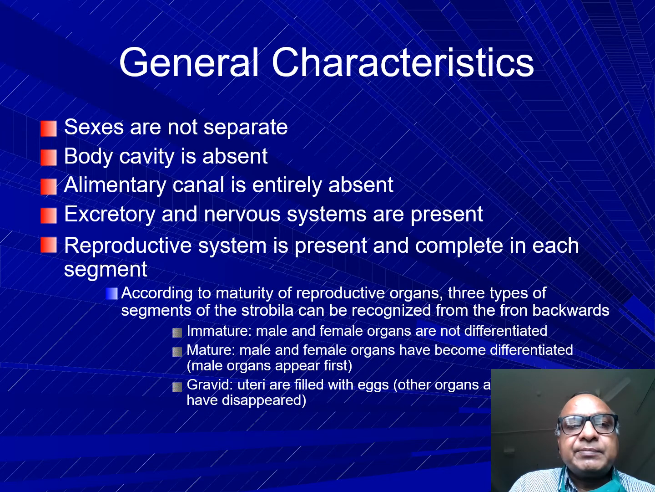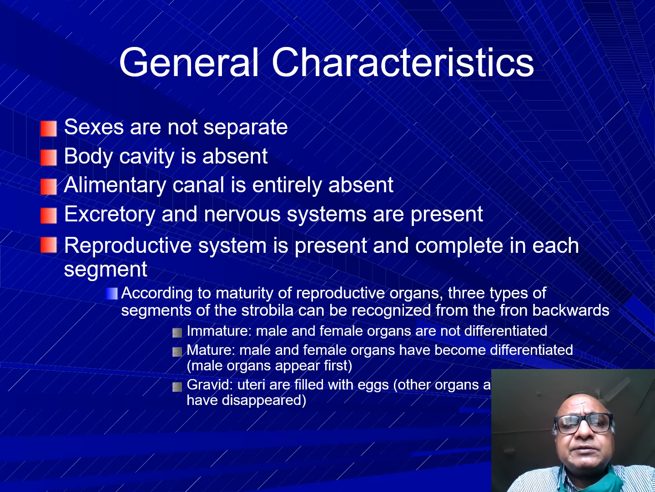Sexes are not separate, that is, they are monoecious, not dioecious. The body cavity is absent and the alimentary canal is entirely absent. These two facts, especially the absence of the alimentary canal, can be correlated with their obligate parasitism in the intestine, because they don't have an alimentary canal. They tend to live in a host where they get abundant nutrients that they can absorb through the body surface.